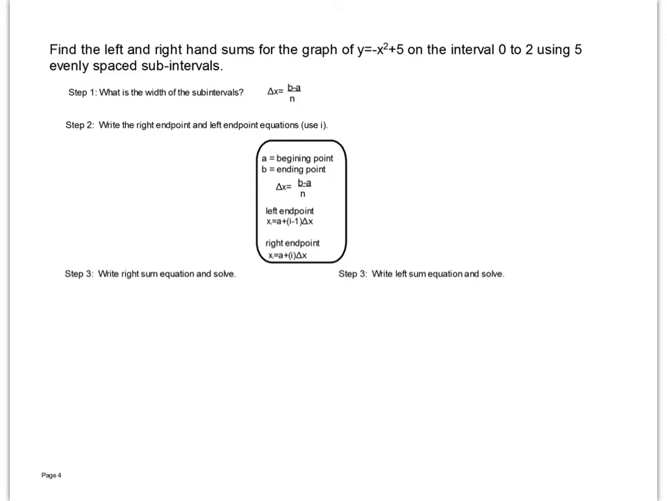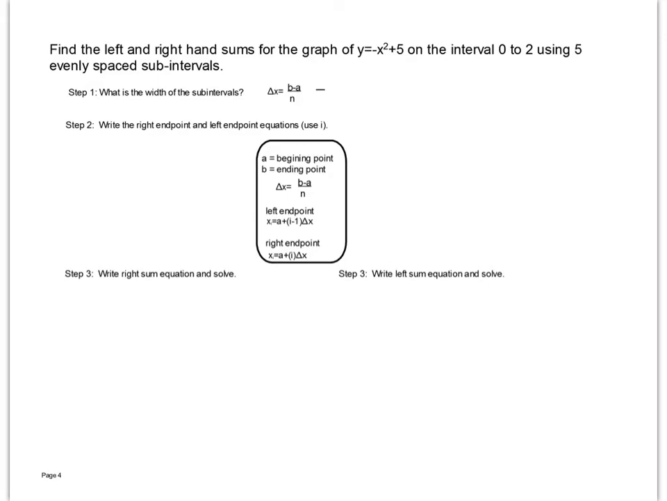we're going to find the left and right hand sums for the graph of this. Actually, that's the same formula as we did last time, but we're going to go from 0 to 2 this time. And we're going to use 5 evenly spaced subintervals. So unlike last time, I didn't pick something nice.